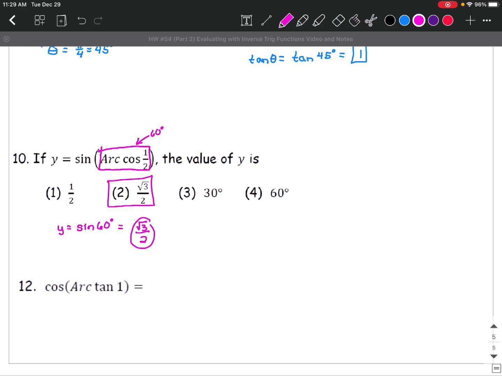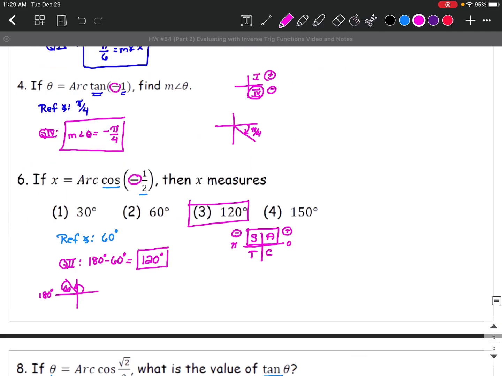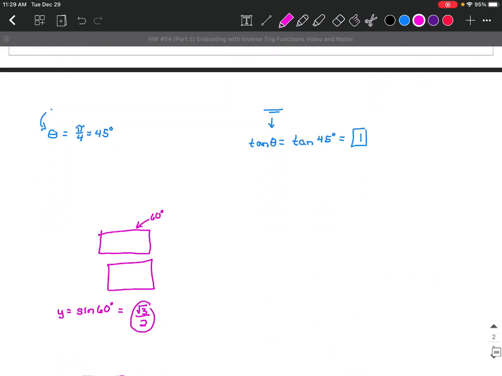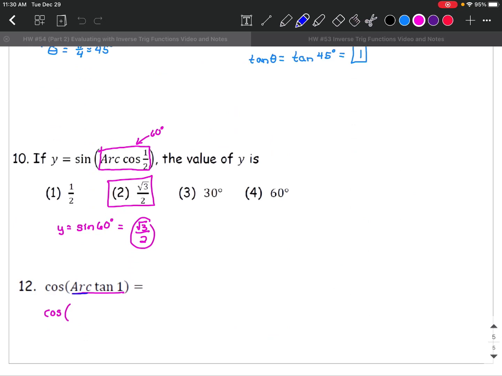One last one. The cosine of the arc tangent of 1. So again, we're going to do the inside first. I'm going to bring down my cosine in my parentheses. Arc tan of 1. What's the angle whose tangent is 1? So we go back to the tangent, find the 1, look up. The angle is 45 degrees. So this is the cosine of 45 degrees. Now again, what's the cosine of 45 degrees? That's radical 2 over 2. And we are finished.